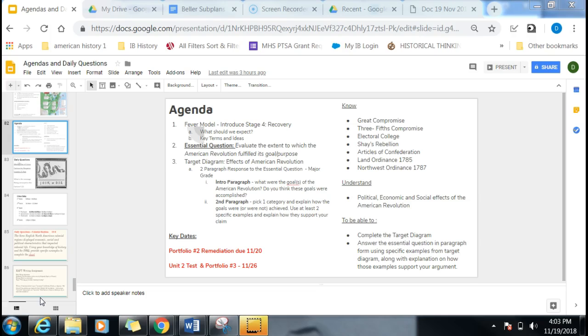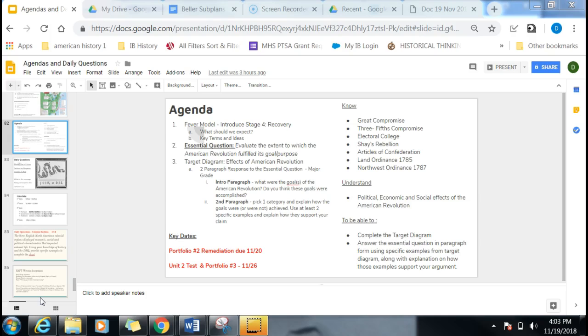Some key terms here that you should know and understand in the recovery stage and in the effects of the American Revolution: the Great Compromise, Three-Fifths Compromise, Electoral College, Shays' Rebellion, Articles of Confederation, Land Ordinance of 1785, Northwest Ordinance of 1787. All those terms you should have identified in your target diagram.